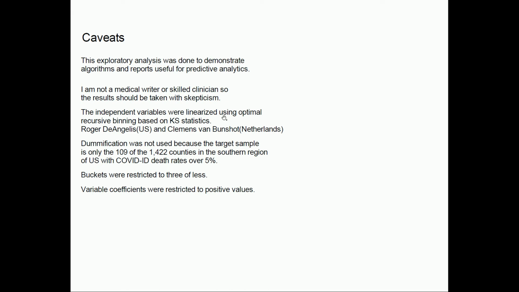Bucketing was restricted to 2 or fewer levels. Variable coefficients were restricted to positive values. This makes the interpretation much easier.